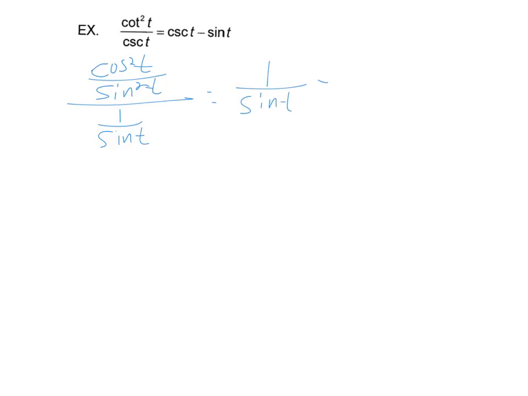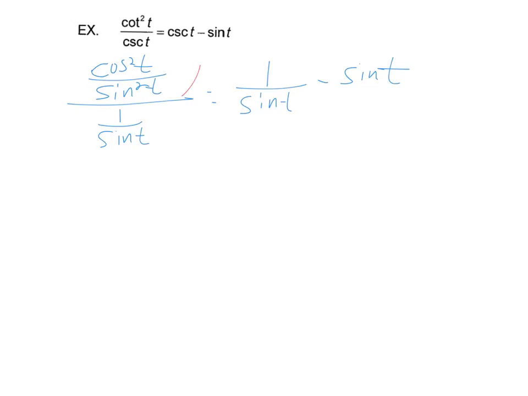And we're just going to do one more. Cotangent squared over cosecant equals cosecant minus sine. Okay, there's nothing really that makes that more simple if we use the identities, so let's change everything to sines and cosines. Cotangent is cosine over sine. Since it's cotangent squared, it's cosine squared over sine squared. And then cosecant is 1 over sine. On the right side, cosecant again is 1 over sine minus sine.